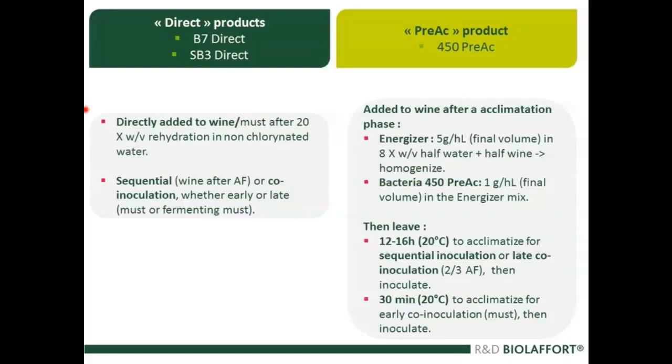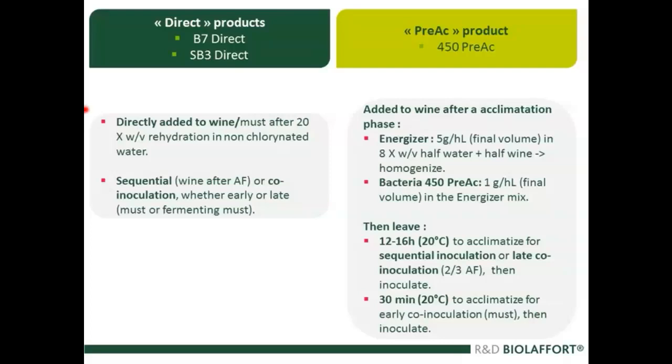In the direct products, you have 2 strains, B7 and SB3, that you can directly add to wine after having rehydrated them in 20 times their weight or volume of non-chlorinated water, and they can be used sequentially after alcoholic fermentation or as co-inoculation, whether early or late co-inoculation, meaning that you will inoculate them in must or in fermenting must.